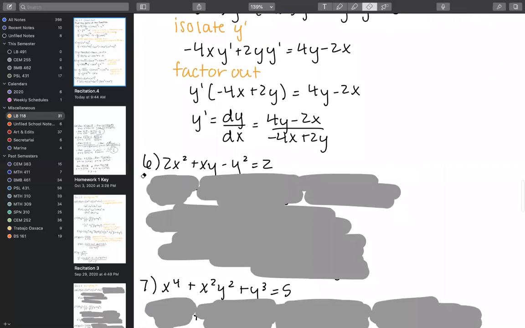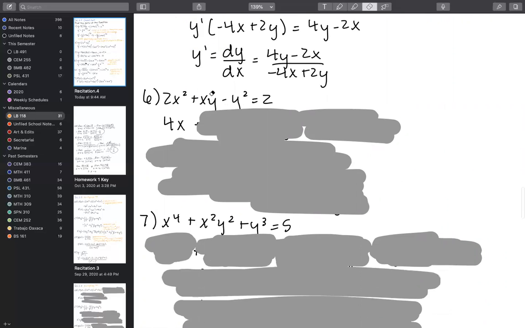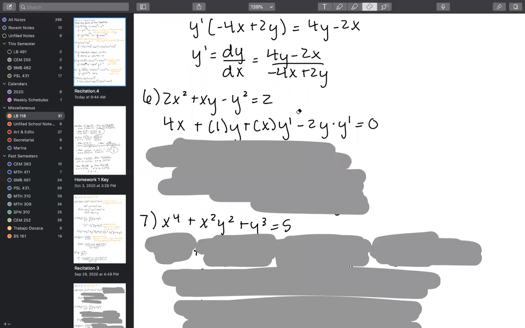So number 6 is going to be the same thing. We're going to do the power rule on 2x squared. It's going to be 4x. Now we're going to do the product rule on x and y. So we'll get the derivative of the first times the second plus the first times the derivative of the second, typical to what we've been seeing. Now we're going to do, and this is very similar to the last problem, except now we have a negative sign, negative 2y times y prime.